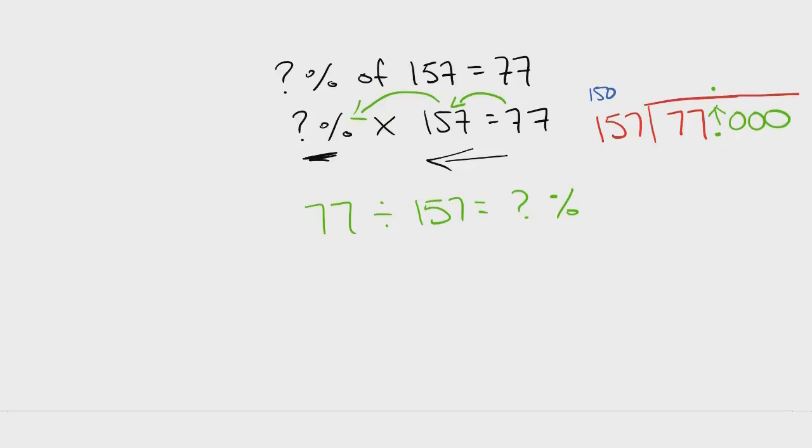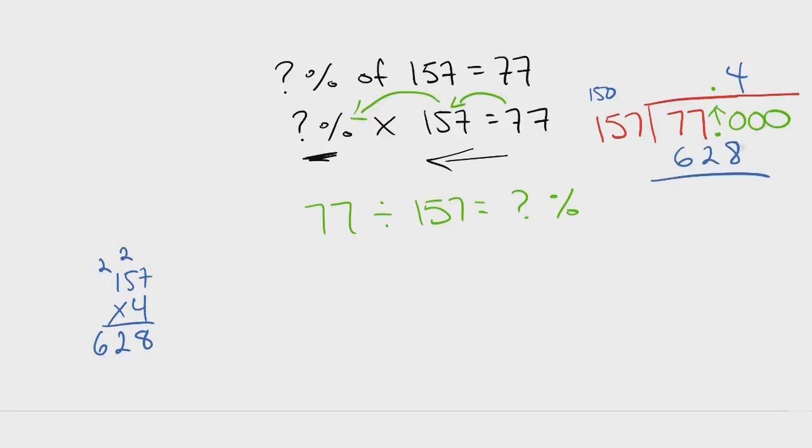And my guess would be 4. I think that's a good try. I'm going to put a 4 right here. And 4 times 157. 4 times 7 is 28. Carry the 2. 4 times 5 is 20 plus 2 is 22. 4 times 1 is 4 plus 2 is 6. I'm going to get 628.